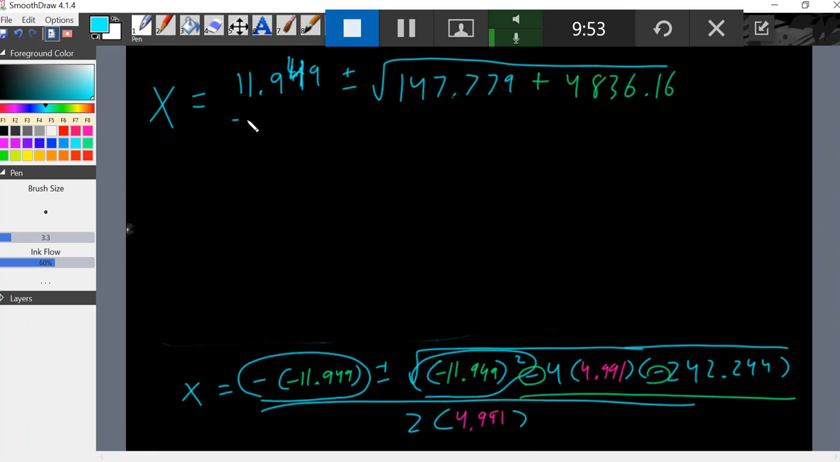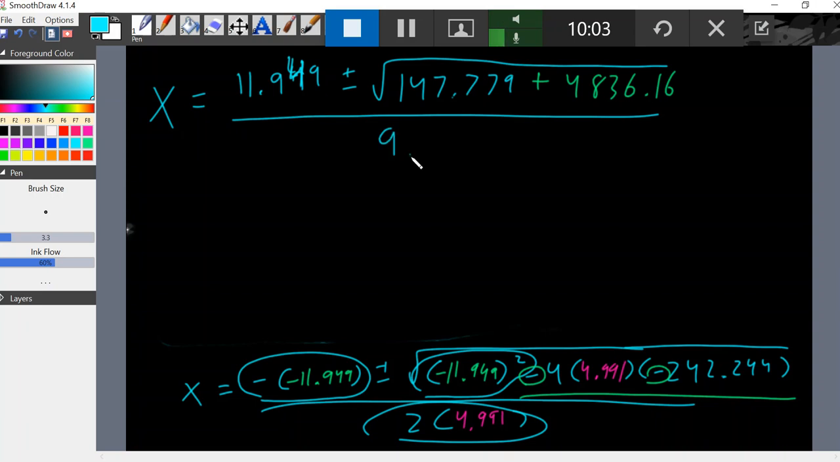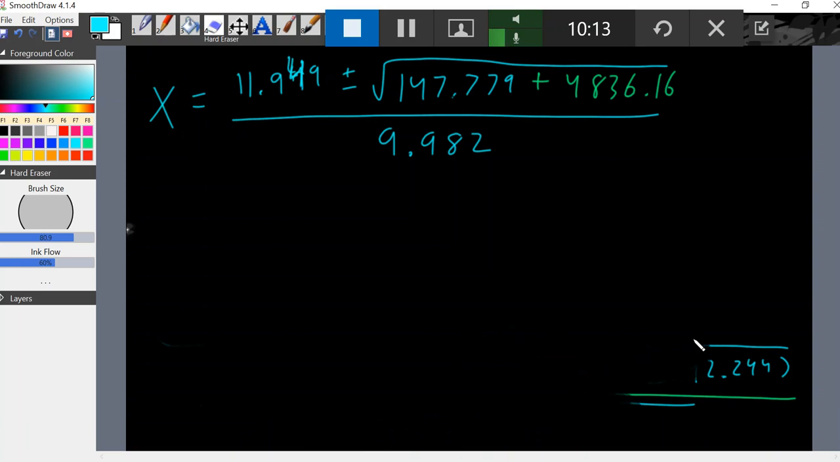And then we're going to put all of this all over what is 2 times 4.991? And this will give us 9.982. Alright guys, ask yourself, what do you think would be the easiest next step? Like, what would be the very easy next step?